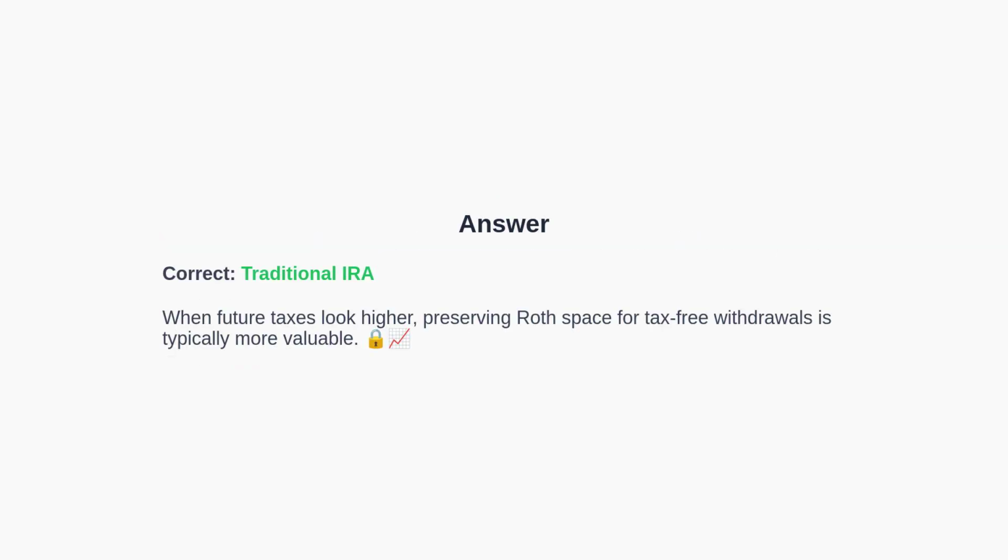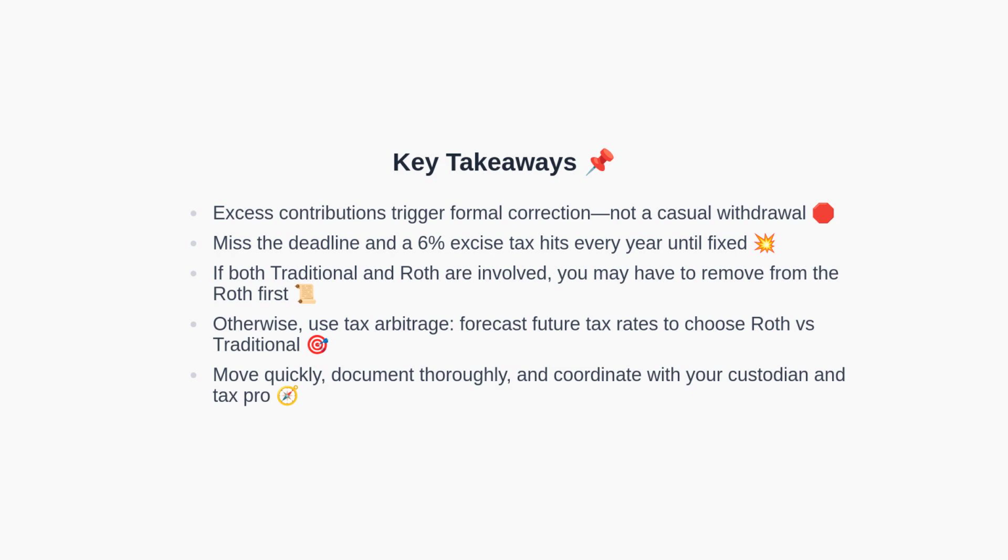The correct answer is Traditional IRA. If you expect higher taxes later, preserving Roth contributions and growth can be more valuable because future Roth withdrawals are generally tax-free. The key takeaways are as follows.